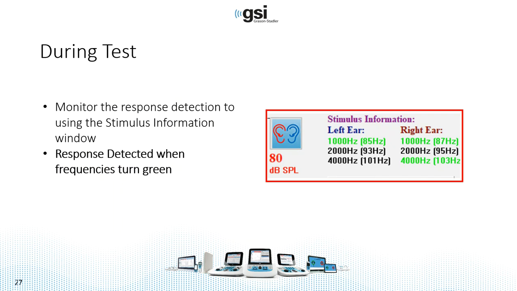So you've started the test, you've got your 20 sweeps, 40 sweeps, 60 sweeps. What you want to do is keep an eye on the stimulus information section. This is what you're going to monitor. As soon as those frequencies turn bright green, that indicates that a response has been detected.